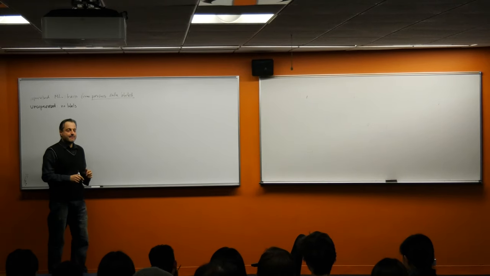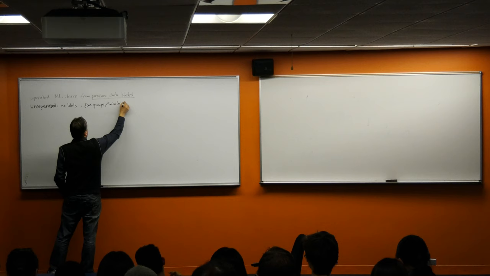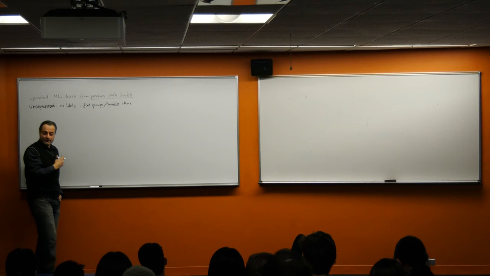Things based on the similarity of the data. Okay, so find groups or similar items. Now again, similarity or difference, it's a vague word. We are informal right now. We have to get a lot more formal about this.